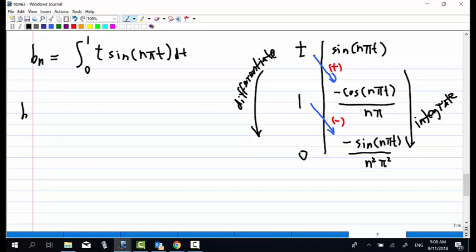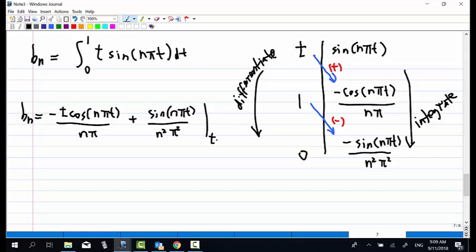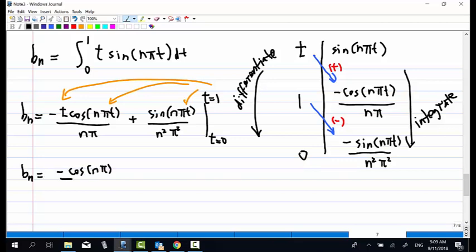So Bn is equal to minus t cosine n pi t over n pi, plus now, minus is plus now, sine n pi t over n squared pi squared, with t from 0 to 1. Okay, now we put in t equal to 1 inside, right? So you get minus cosine n pi over n pi plus sine n pi over n squared pi squared. This is for t equal to 1. Then put in t equal to 0 now.